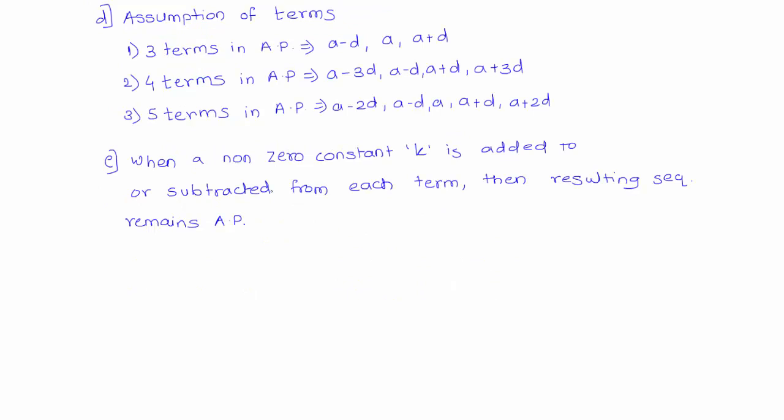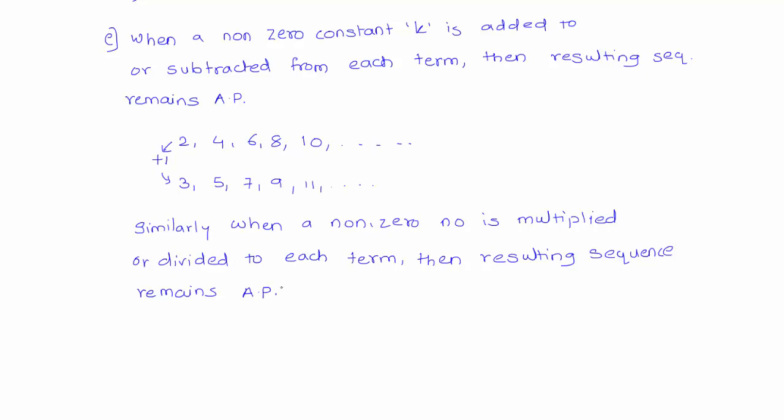So guys, what does this mean? If you pick up any AP, 2, 4, 6, 8, 10 and so on, and if you add any number, let us say plus 1, then the sequence will become 3, 5, 7, 9, 11, but it still remains an AP. So this is what this property says. Similarly, if you multiply and divide by a number to each term, the resulting sequence remains AP. You should remember this for an AP before solving any problem.